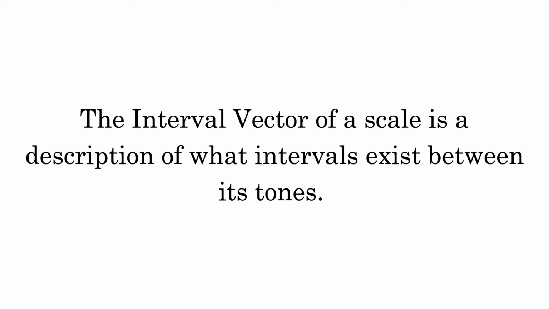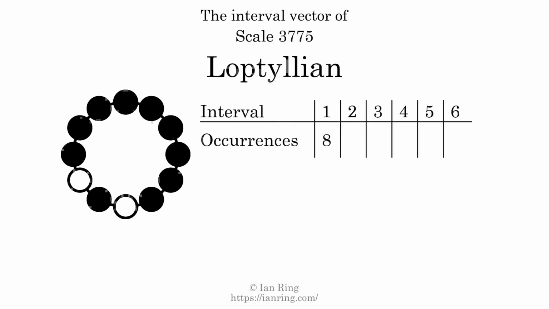The interval vector of a scale is a description of what intervals exist between its tones. There are 8 intervals with the size of 1 semitone. They are here, here, here, here, here, here, here, and here. There are 9 intervals with the size of 2 semitones. They are here, here, here, here, here, here, here, here, and here.